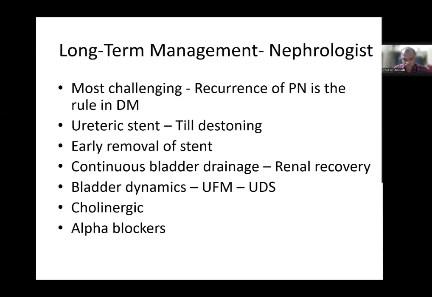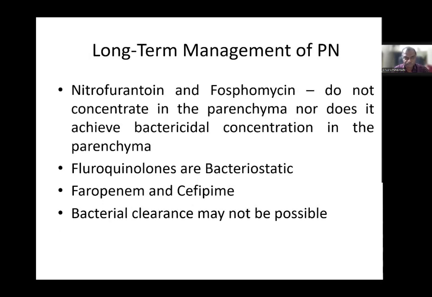Only then, if the bladder is completely drained, bladder recovery occurs. Bladder dynamics, either a uroflowmetry or a urodynamic study, should be done to find out if it is an obstruction or a bladder dysfunction due to diabetic autonomic neuropathy. Cholinergics can be used if there is diabetic autonomic neuropathy. Alpha blockers can be used if there is prostatic hypertrophy.